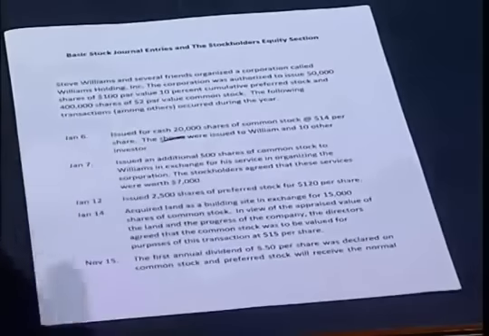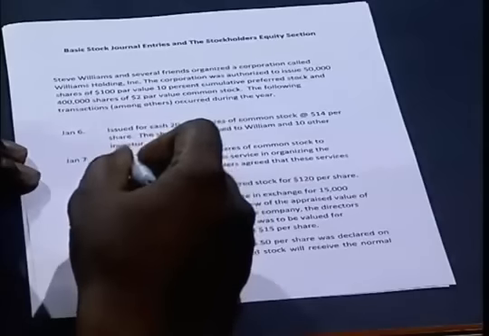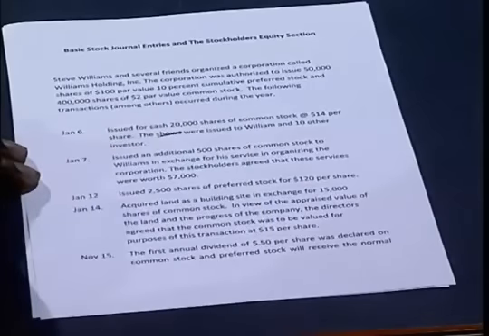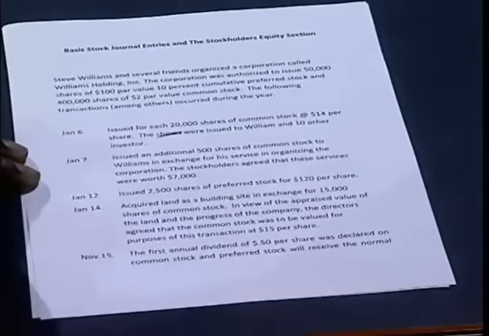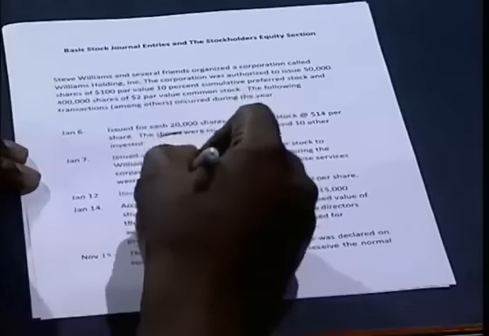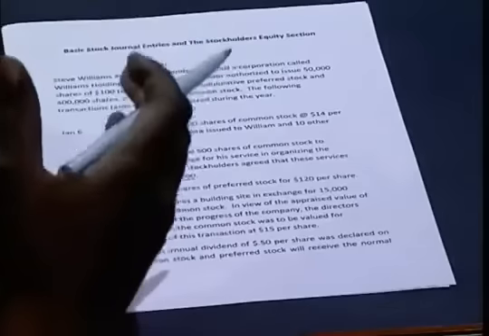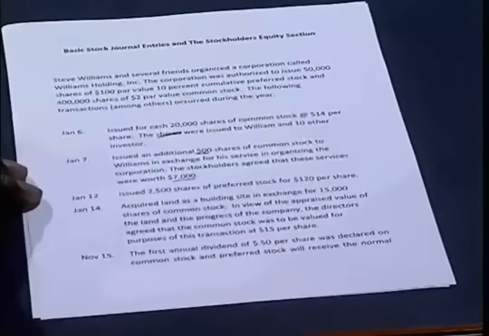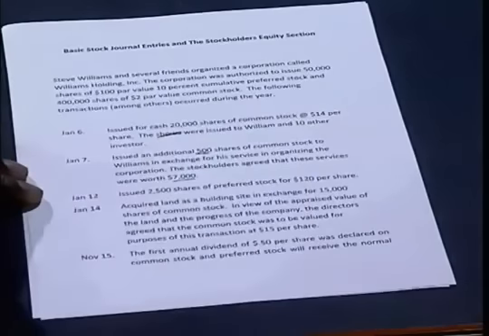Shares were issued to William and 10 other investors, which means that they decided to give William some shares and other investors also. On January the 7th, they issued an additional 500 shares of common stock to William in exchange for his service in organizing the corporation. The stockholders agreed that these services were worth $7,000. So in exchange for William's service, the company is going to issue him 500 shares of common stock that they think are worth $7,000 in the market.